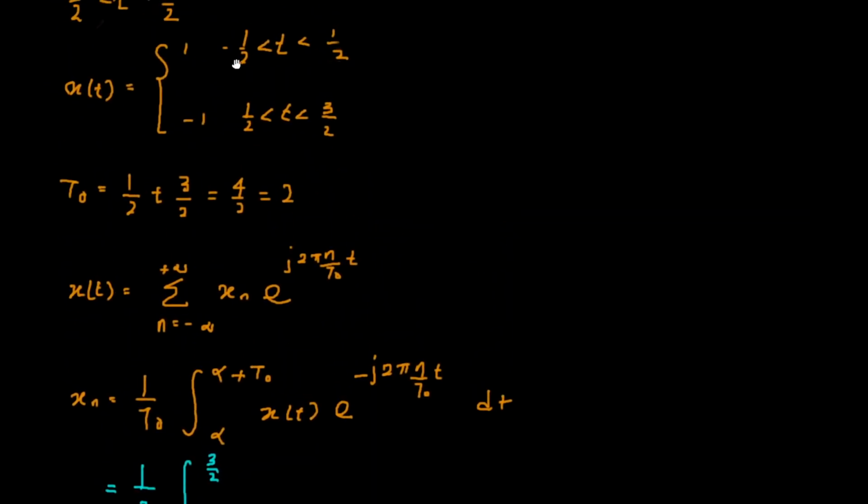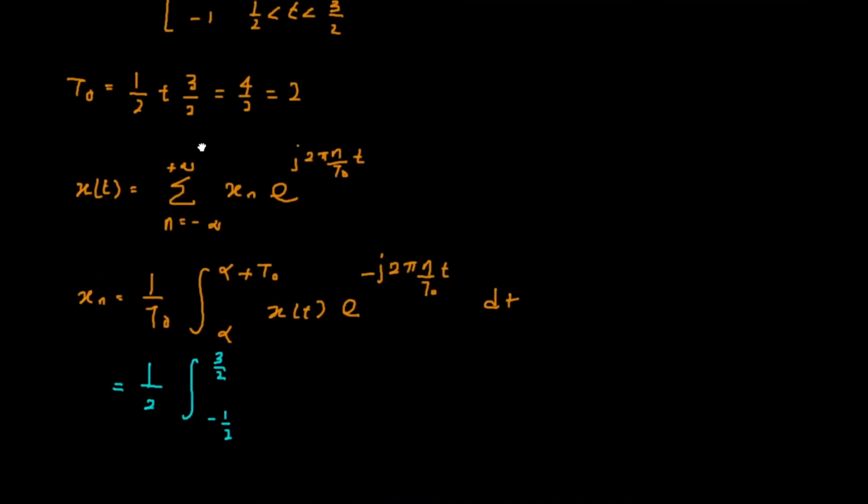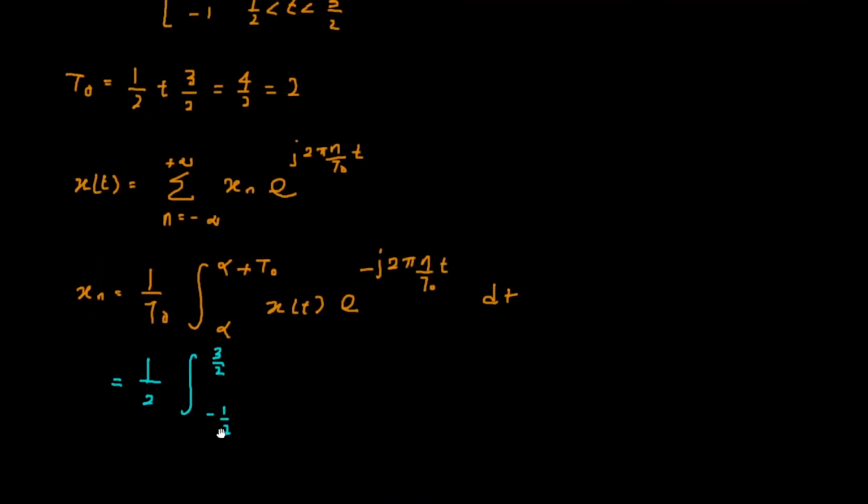For this particular range, x(t) is going to produce 1, whereas for this particular range it is going to produce negative 1. So I'm going to split this integration into two. Let's erase this off.